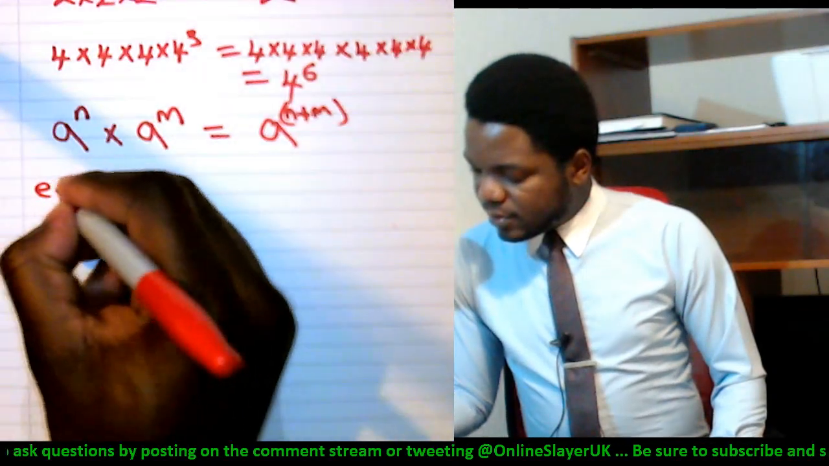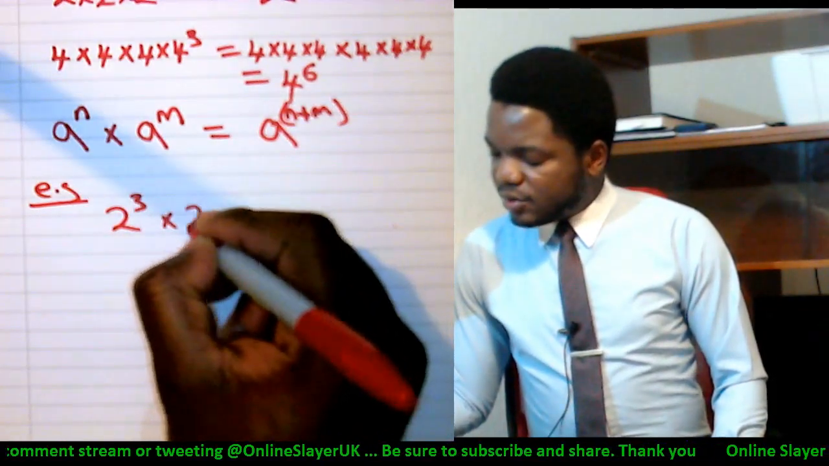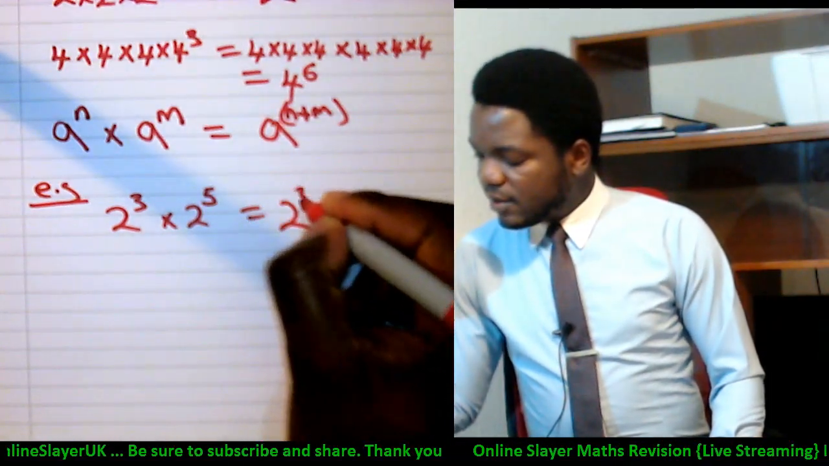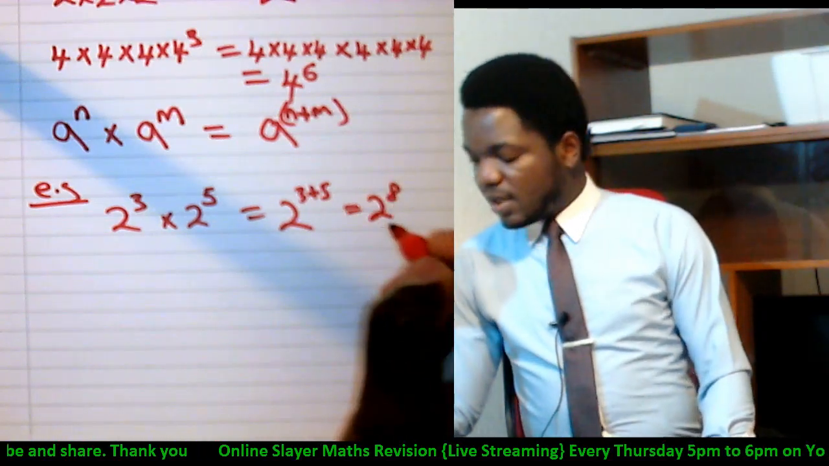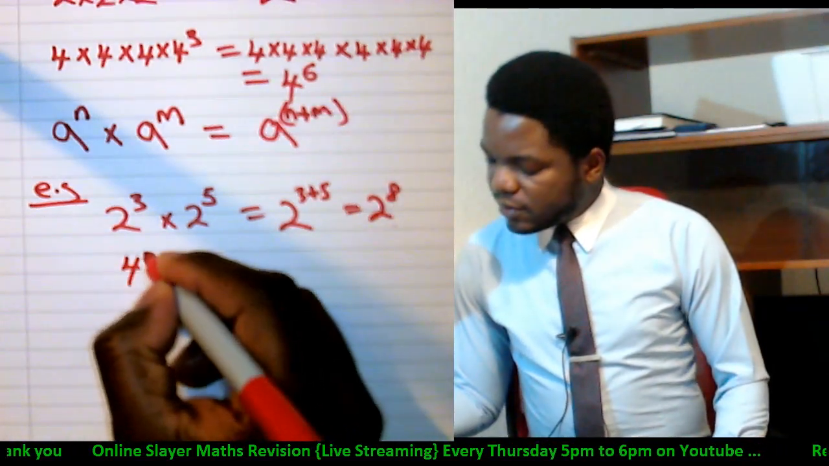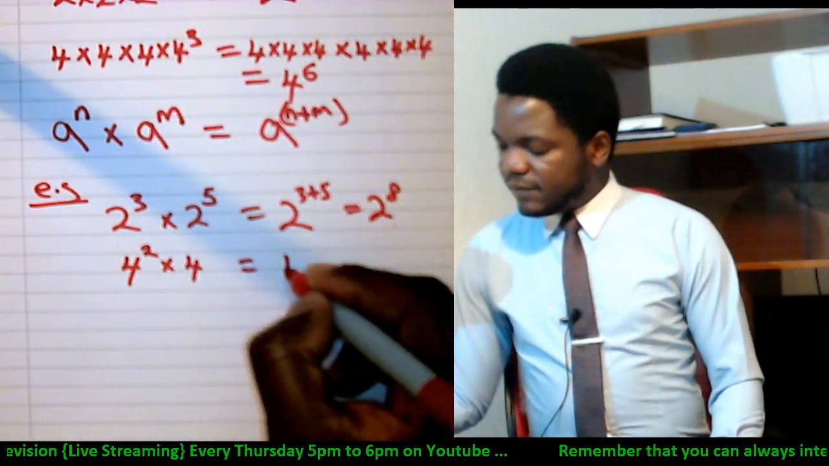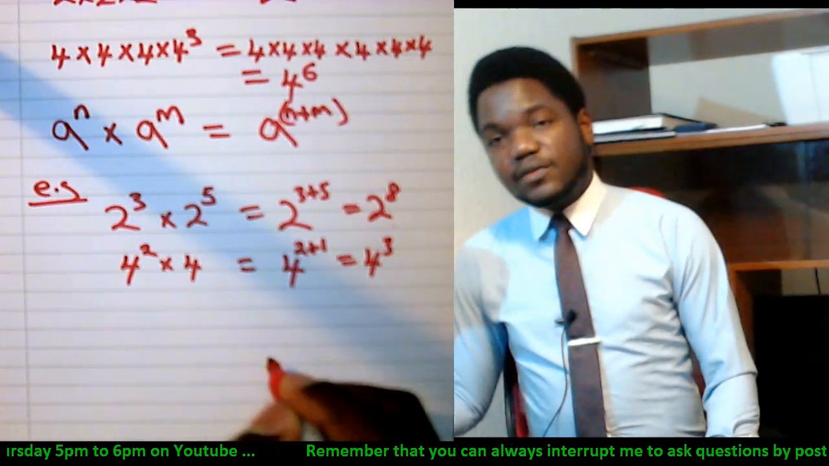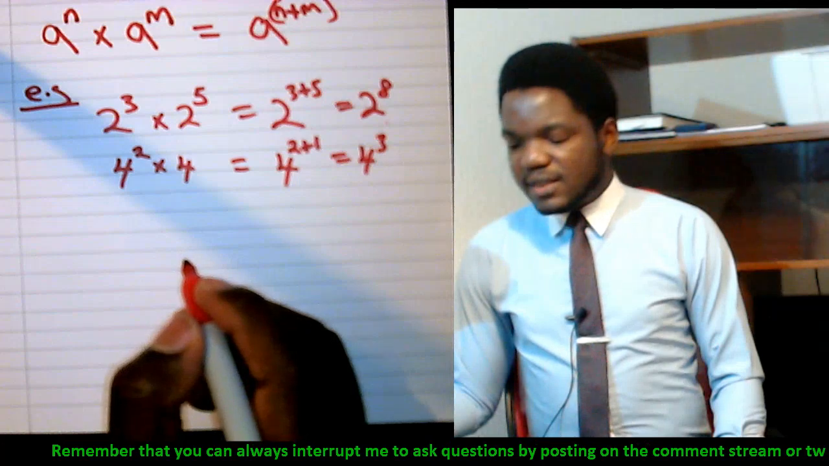For example, 2 to the power 3 times 2 to the power 5 is 2 to the power 3 plus 5, that's 2 to the power 8. If you've got 4 to the power 2 times 4, it's going to be 4 to the power 2 plus 1, which is 4 to the power 3. Now that's powers for you. Let's take it a step further.